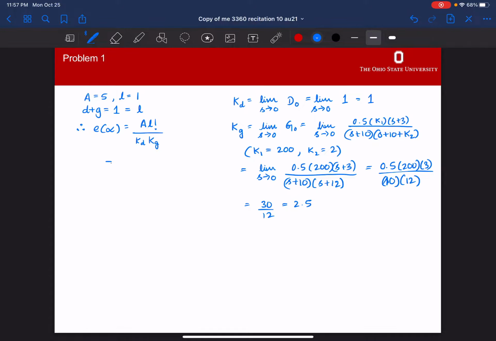Plugging all of these values in our error expression here would give us, so A is set to 5, L is 1, and 1 factorial would also be 1. KD is also 1, KG is 2.5. So this gives us a final steady state error of 2 for part C.